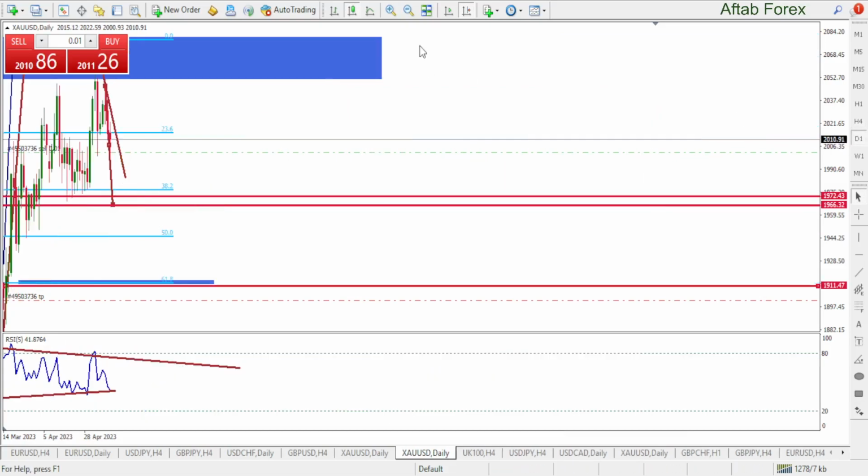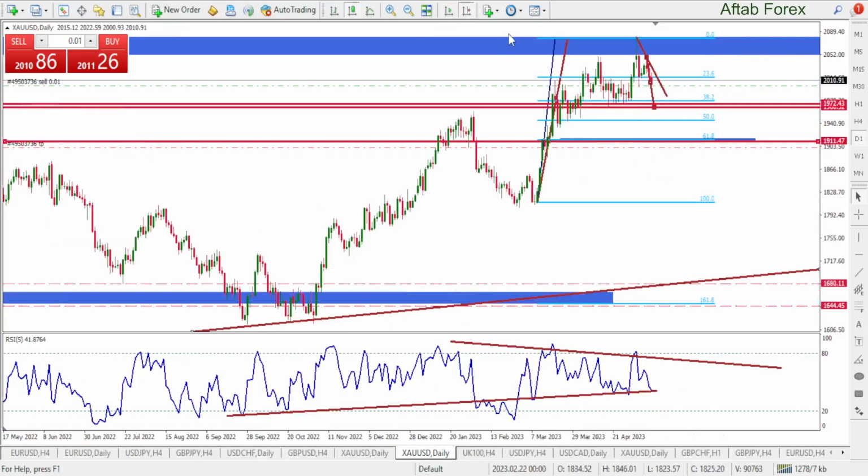One more thing, and that is on the daily. Let's say this is one more concept, 1972.43, H4 is showing it. I am 100% sure it will retest 1972 in the week ahead. 100% sure.